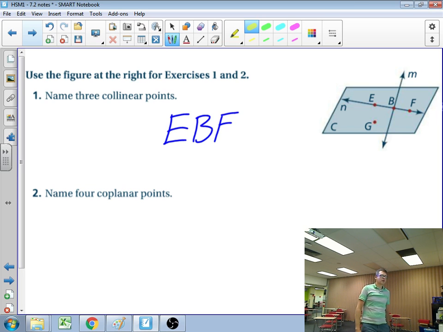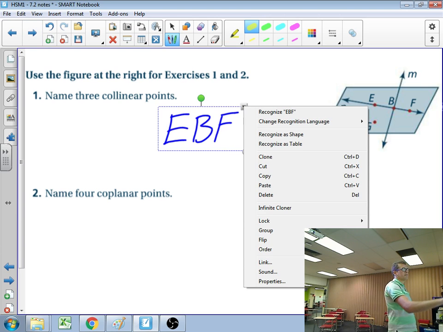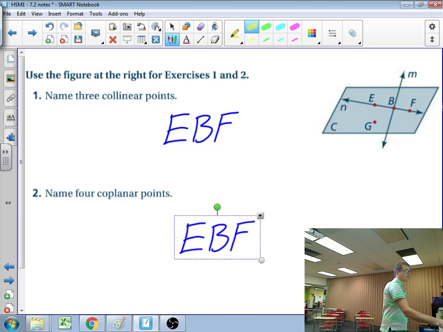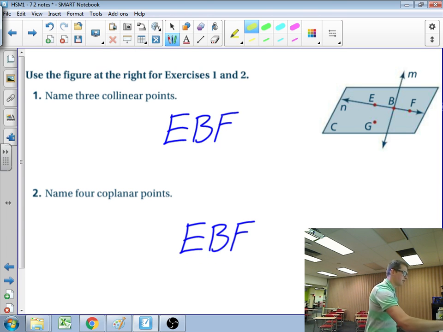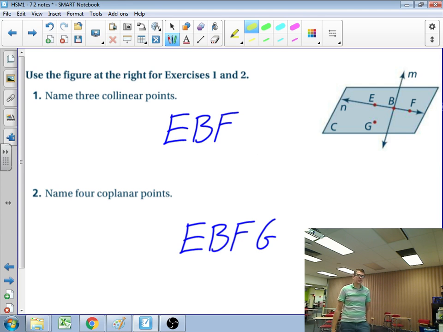Name 4 coplanar points. Well, I can essentially just say E, B, and F, I'm going to clone that because they're all collinear. They are going to be coplanar, but the point I'm going to add with that, hopefully you can guess, is point G. Point G is also on the same plane there.